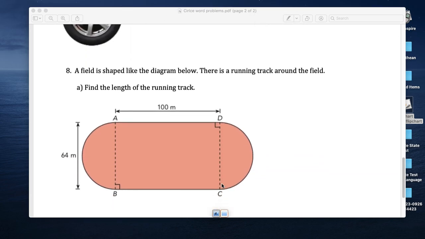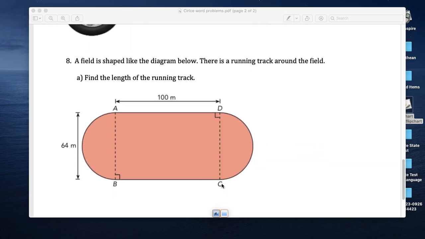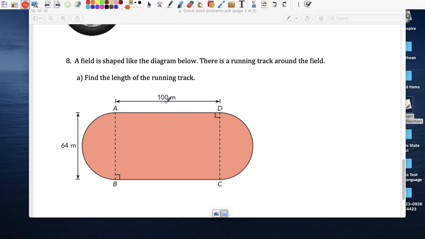8. Here's a shape of a field. There's a running track around the field. Find the length of the running track. So again, imagine if you were to run around this track. Well, we know that this is 100 and we know this is 100. So all we need to figure out is this part here, this semicircle, and this semicircle. But guess what? These two semicircles make one full circle.